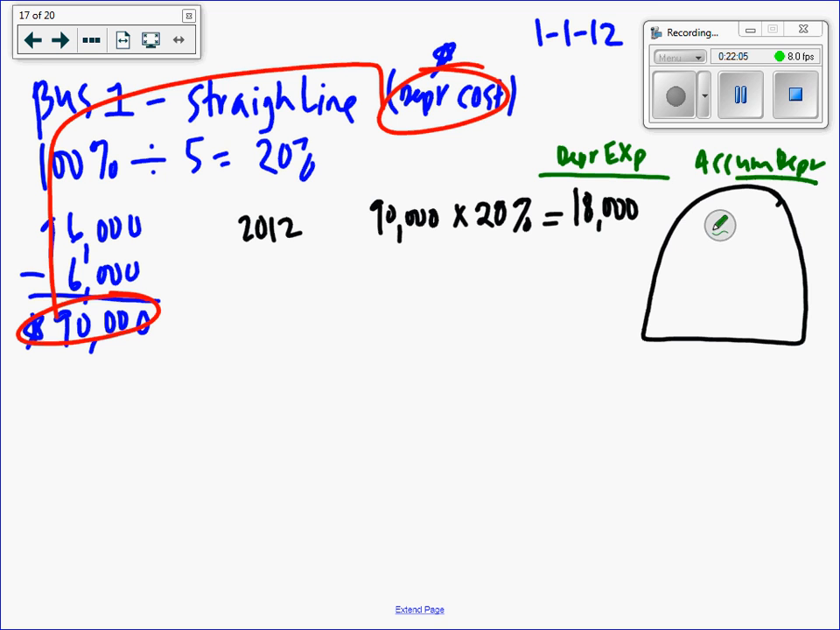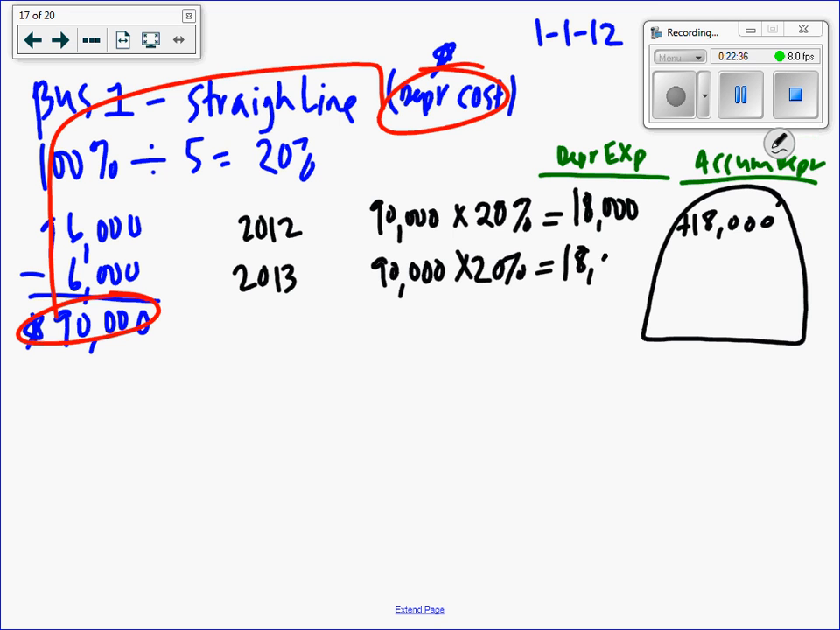Accumulated depreciation, also 18 grand. The pile is going to continue to grow. Nowhere on your workbook does it have a pile, but I like the pile because you can visually see it growing. They want us to go out through 14. So let's do 2013. Still the depreciable cost of 90 grand, still the 20% rate, still $18,000, but now our pile has grown to another 18 grand.